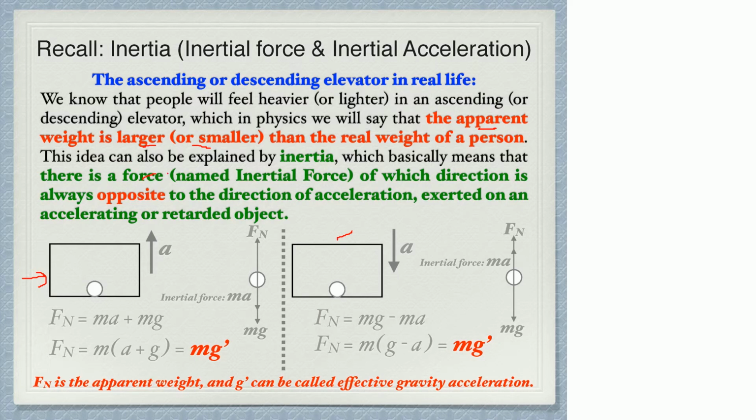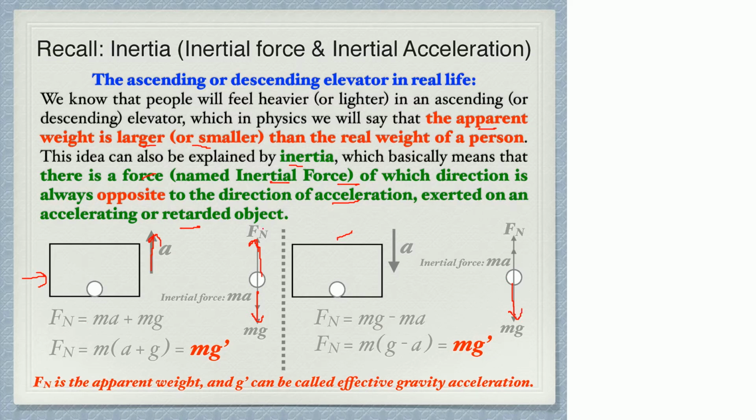The idea can also be explained by inertia, which basically means that there is a force, we call it inertial force, whose direction is always opposite to the direction of acceleration. The force will always be opposite to the direction of acceleration exerted on an accelerating or retarding body. Retarding means decelerating body, right? So if we have this situation, we have acceleration this side, then the force will be this Fn, that is net force, in this side, and mg will always be downwards. See here also mg is downwards.